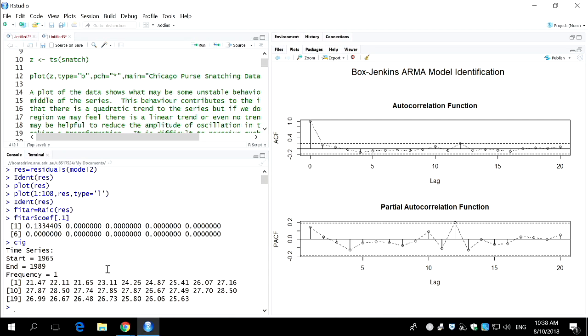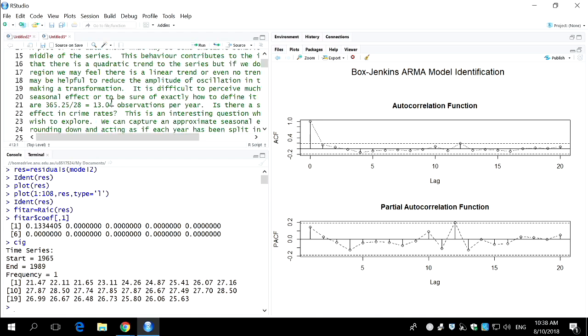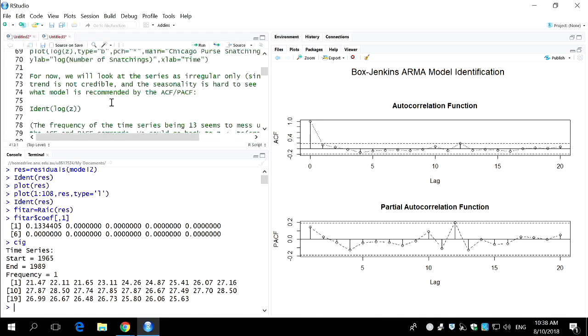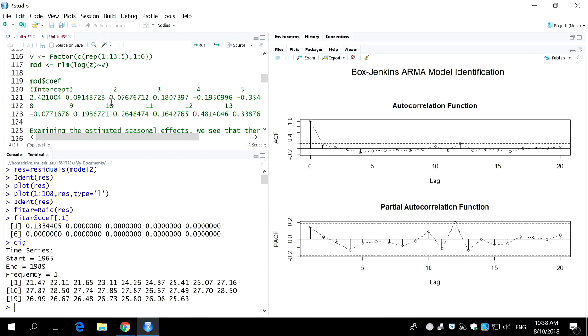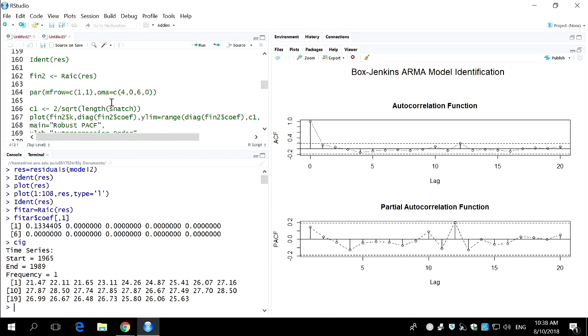SIG. So there's my series, SIG. It's a time series. Starts in 1965, finishes in 1989. Frequency is 1. All right. What do we do? Well, I want to encourage you, go through the process, the steps.